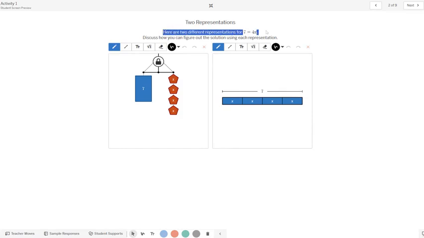Here are two different representations for 7 equals 4x. Discuss how you can figure out the solution using each representation. I'm going to pause the video and have you write in your PlayPosit discussion how you would solve one of these. Choose one. Tell us, not just me but other people in the discussion, how you would solve in your head or on paper the hanger or the tape diagram. Which one do you prefer? Again, when I look at this, I'm going to divide 7 by 4 because there are 4 x's. I'm going to divide 7 by 4 here because there are 4 groups of x.